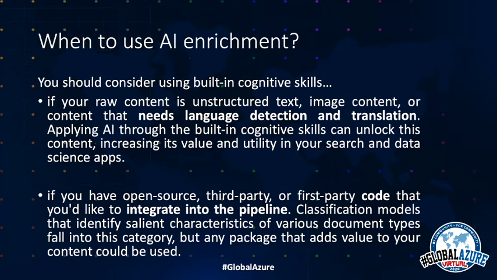When would you like to use this AI enrichment? Basically, if you would like to extract information from raw data, which is not stored in databases, but unstructured text, images, videos, that you would like to convert somehow to text to make it searchable. And also if you would like to integrate a third-party solution into the pipeline.